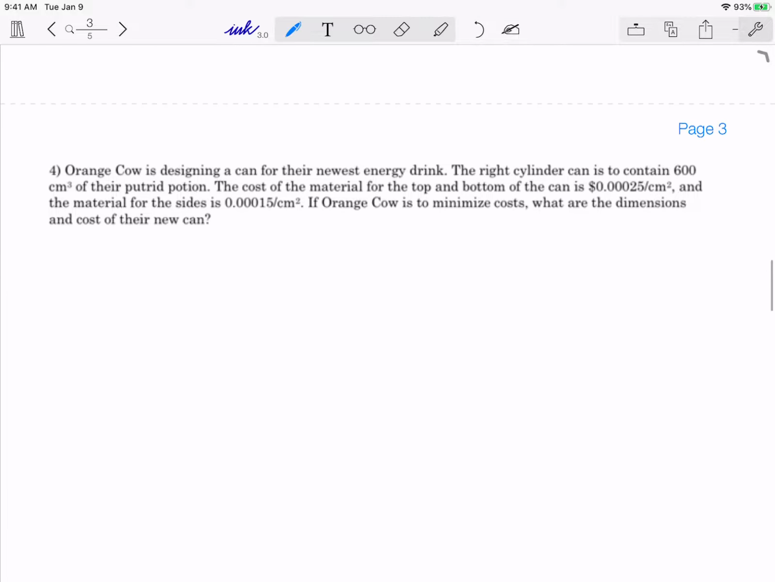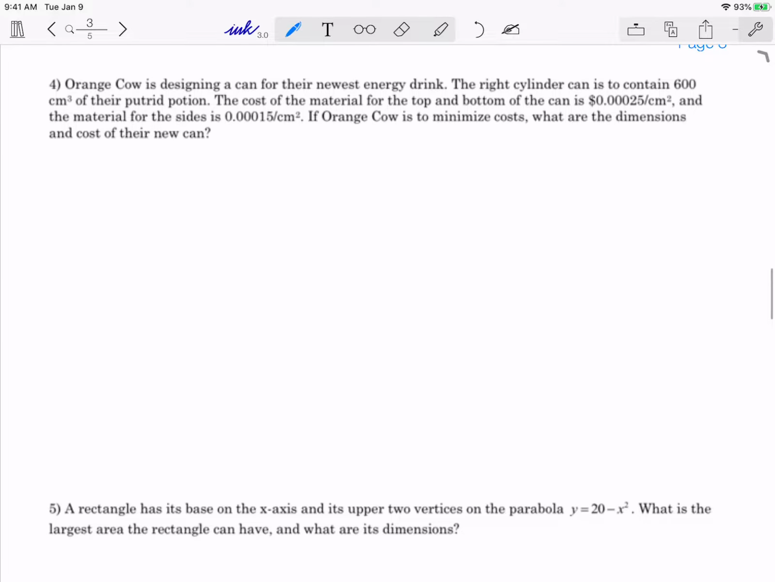All right, next problem. Here's a fun one. This is a more realistic type problem. If you get into manufacturing or maybe some type of engineering, perhaps manufacturing engineering, or, drawing a blank, industrial engineering is where you might see these types of problems.